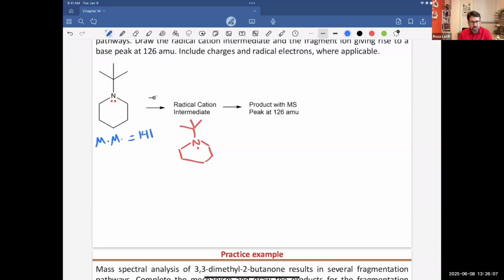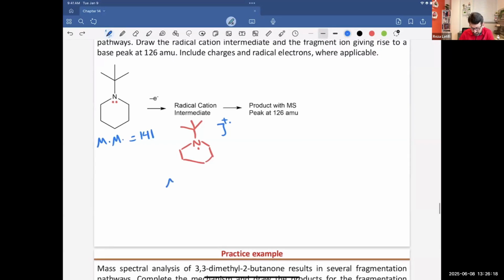Now I removed one electron from the system. It's not going to change anything. The only thing that happens is that we will have a radical cation, and the M over Z, forgive me, I'm going to call it the radical cation, the M over Z for it is 141 again, because we only removed one electron from the system. Now, what's going to happen?